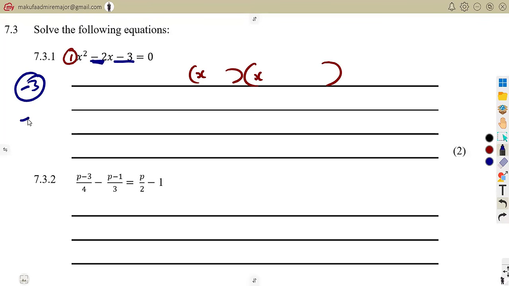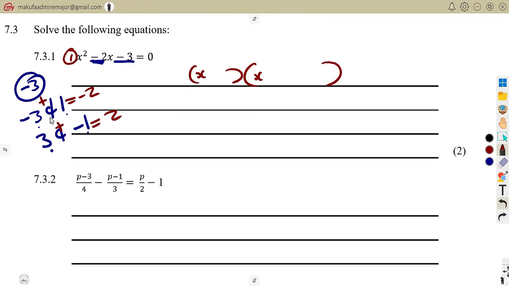Factors of minus 3: there is minus 3 and 1. There is 3 and minus 1. If we multiply, we get minus 3. But which pair, when you add, must give minus 2? This is where we are going to get a minus 2. This one was going to give us a positive 2 when you add.